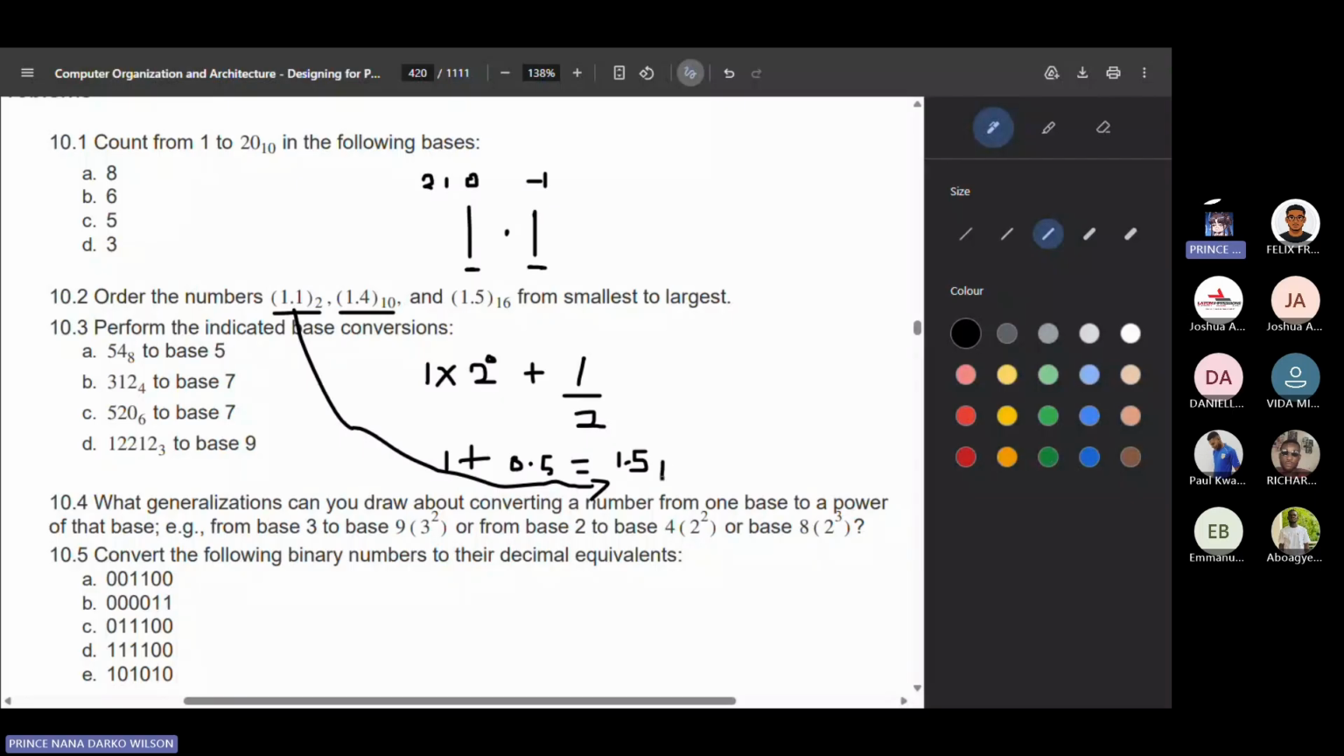So in base 10. So that's it for that first number. Any questions so far?